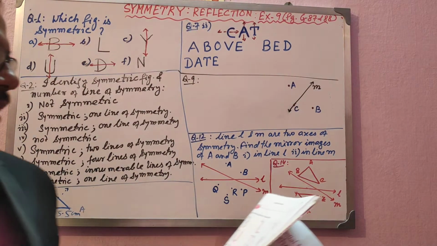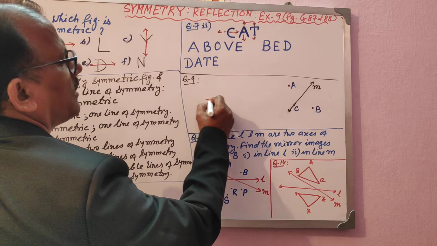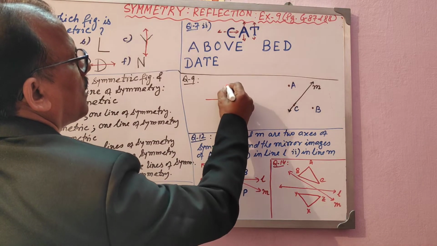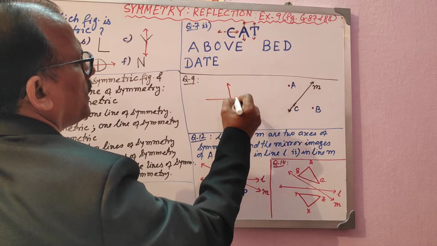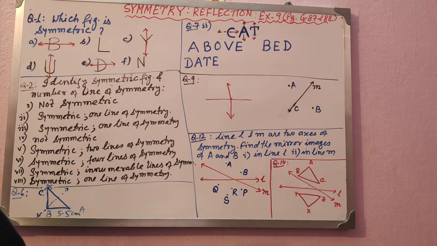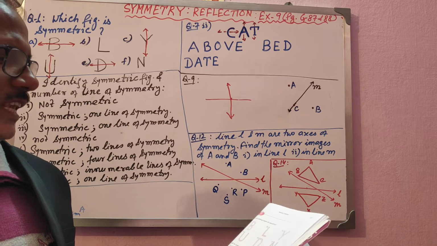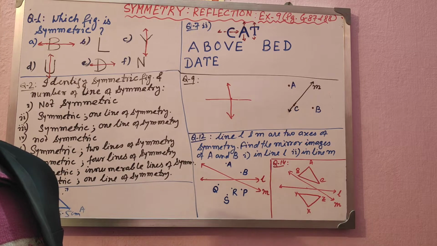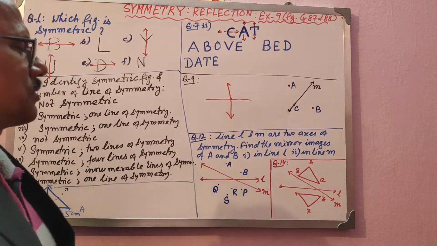Now, a line segment of 7 cm. You can draw a line of symmetry at the midpoint of the 7 cm. So symmetric, one line of symmetry. That we have to write down. Next, a figure of two line segments AB and BC, where AB is equal to BC. So one line of symmetry you can draw.